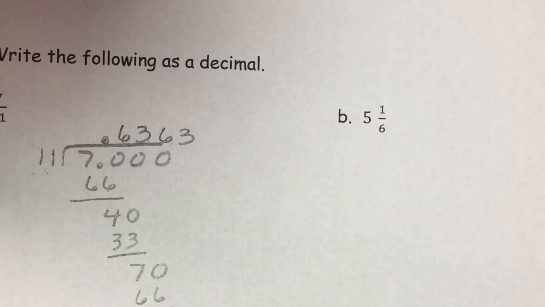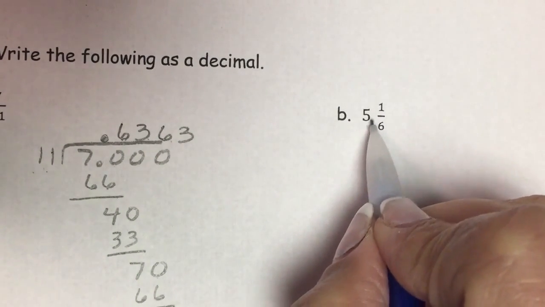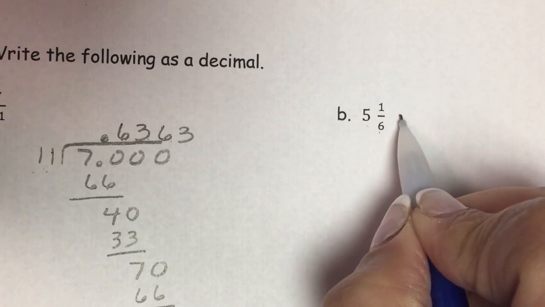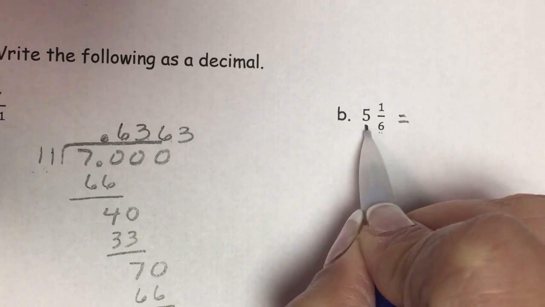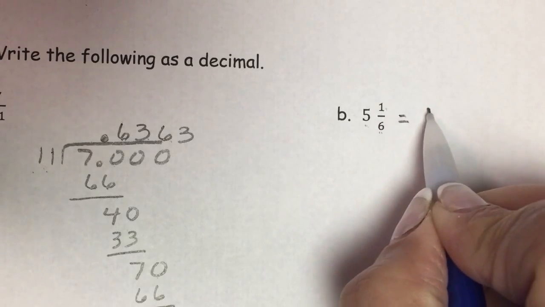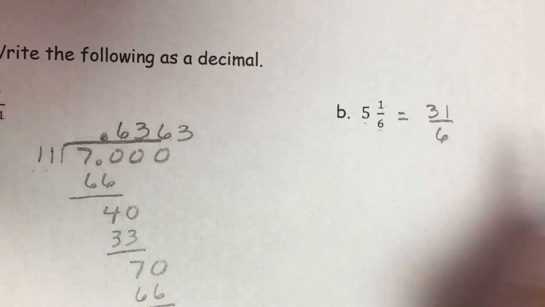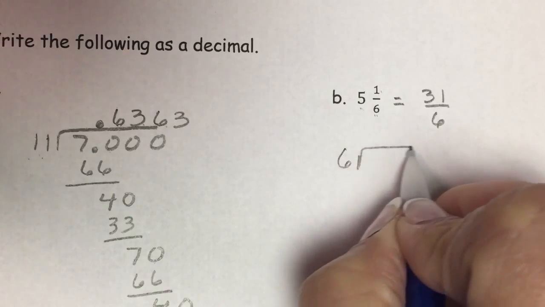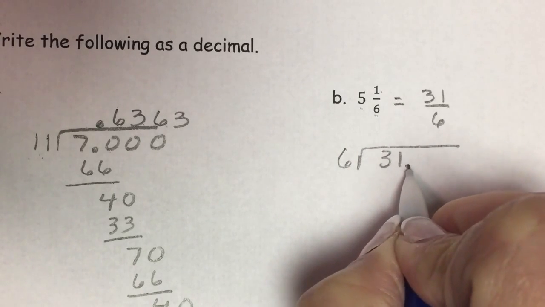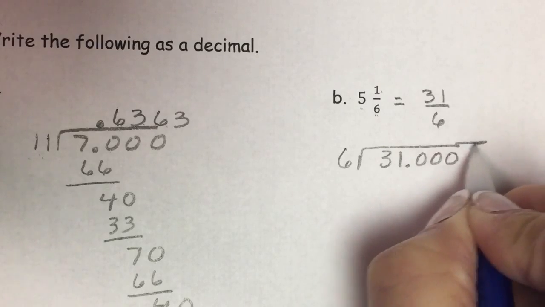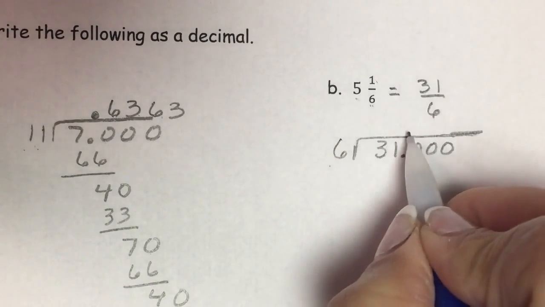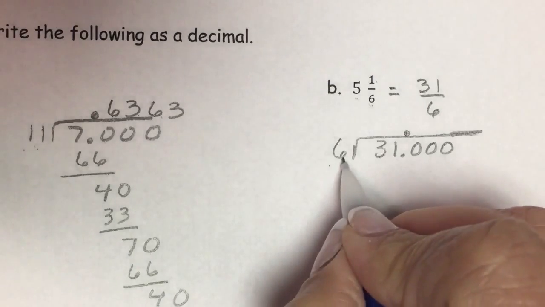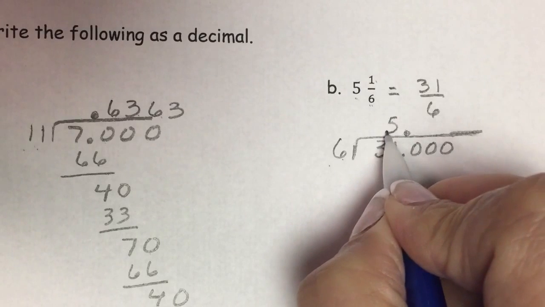All right, last but not least. Now look, for this one, we have 5 and 1/6. Now you can do this a couple of ways. What I would suggest you do is change this to an improper fraction. 6 times 5 is 30, plus 1 is 31 over 6. And now do your division. So 6 divides into 31 point, however many we need. No decimal out here, so we'll pop that guy up there. And here we go. 6 goes into 31 5 times.